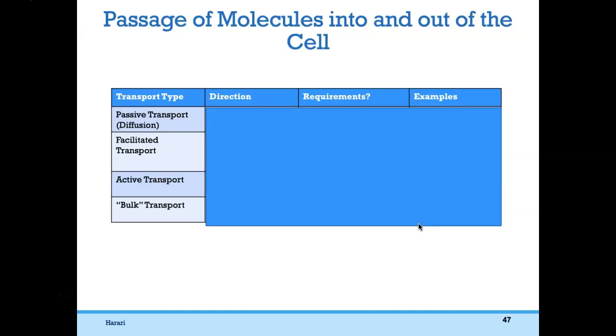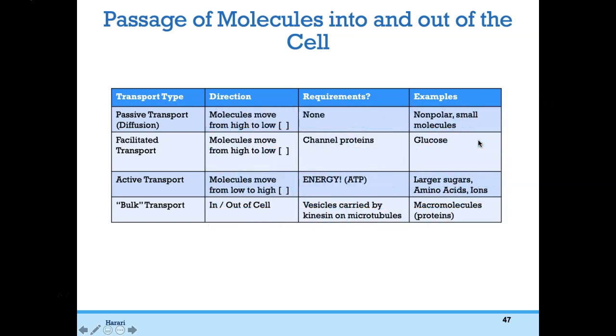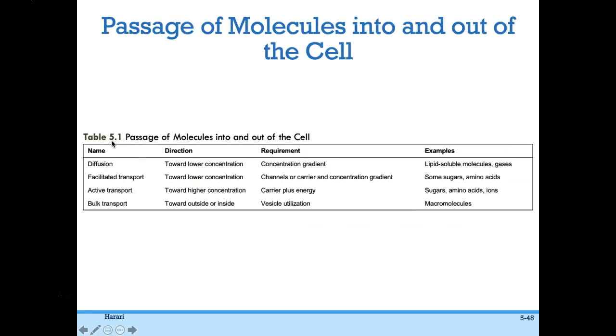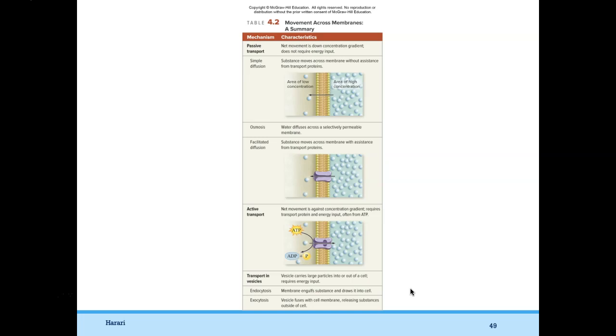So it's important to keep track of these different types of transport. You should know for each type, are you going from high concentration to low concentration or vice versa? What's needed? Do you need a protein? Do you need ATP? And what's an example? So here's my little cheat sheet, but the book also has an example in table 5.1. So for each type of transport, which direction are you going in? What's required? What's an example? And again, here's another table for you to review.